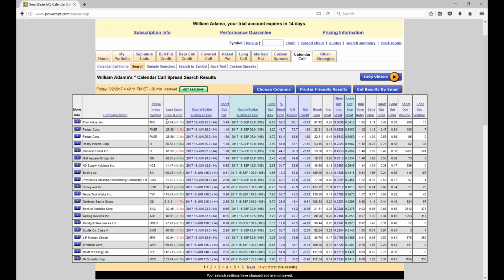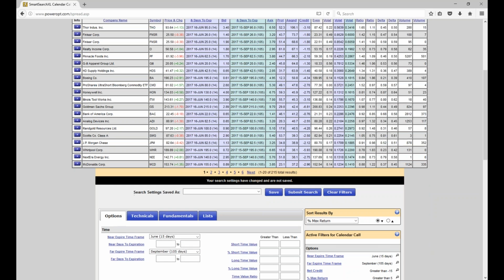And there we go. So now we see Thor at 93.64, June 95, September 95. That's pretty good. Finisar is at 25.50, right between two strikes. We do see the 26 and the 25, both within 3%. So you could set a bullish or bearish bias in that case as well. So we do support the horizontal spreads, as you asked, John.